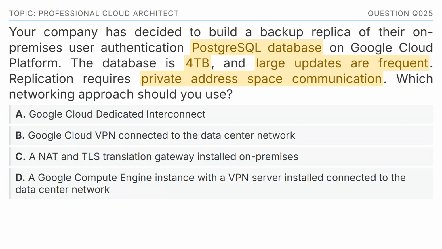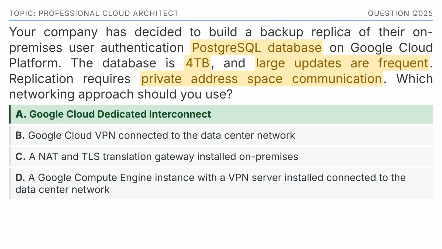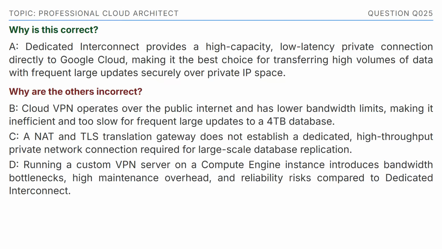To arrive at the correct answer, we focus on the keywords: PostgreSQL database, 4 terabytes, large updates are frequent, private address space communication. The correct answer is option A, Google Cloud Dedicated Interconnect. Why is this correct? A. Dedicated Interconnect provides a high-capacity, low-latency private connection directly to Google Cloud, making it the best choice for transferring high volumes of data with frequent large updates securely over private IP space.